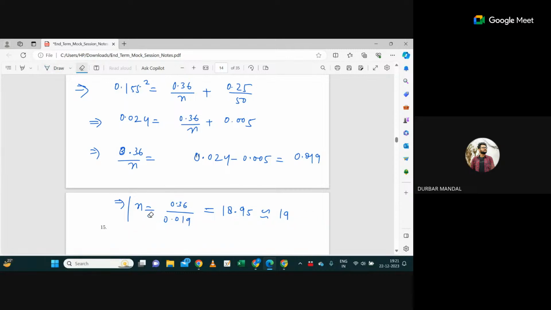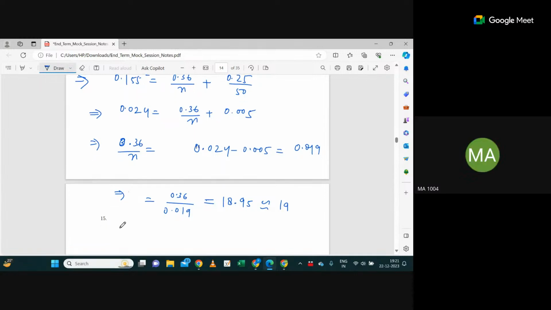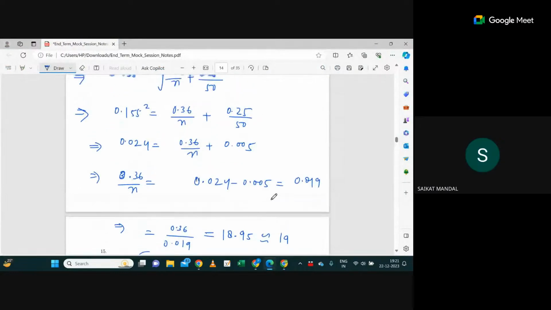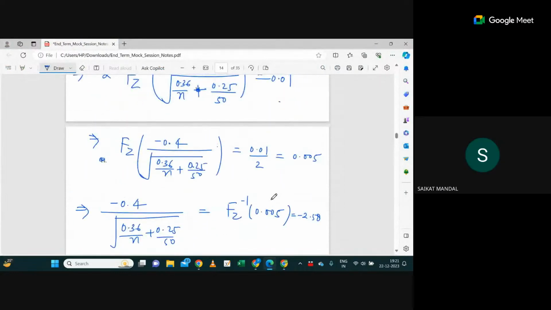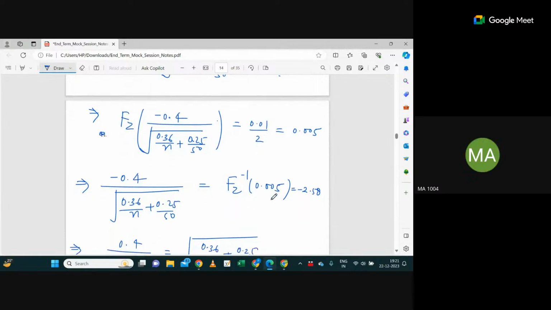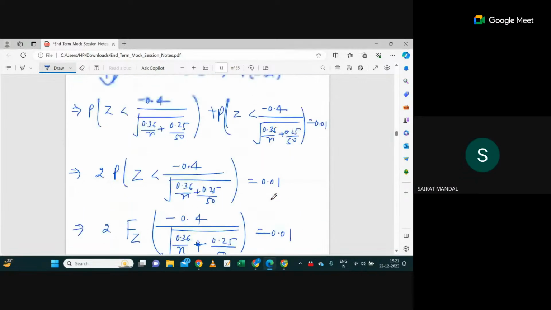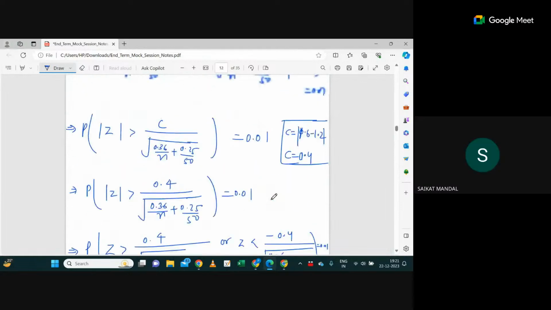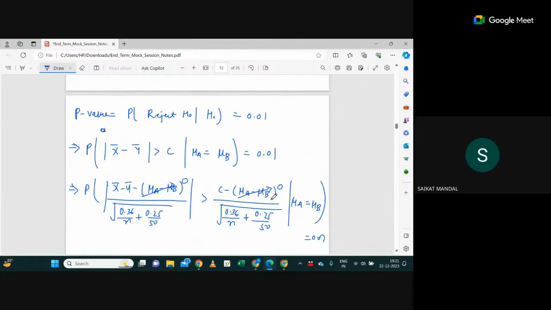Is the procedure clear? Yes, sir. Sir, I have a query here. Just go up on this. This is a basic question about where we have put the mod in the first line. This one. Yeah, here.